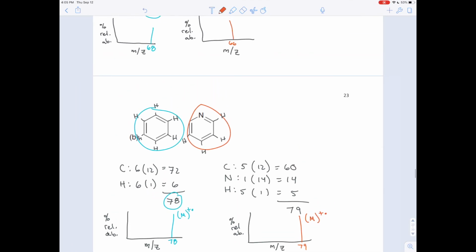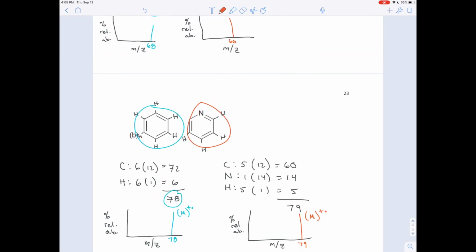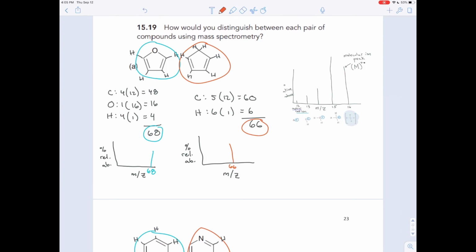So because those two molecules have a different molecular mass, you can distinguish between them using mass spectrometry because they'll have a different molecular ion peak. So you take the mass spectrum, look at what the mass of the molecular ion peak corresponds to, and see which molecule has that mass.